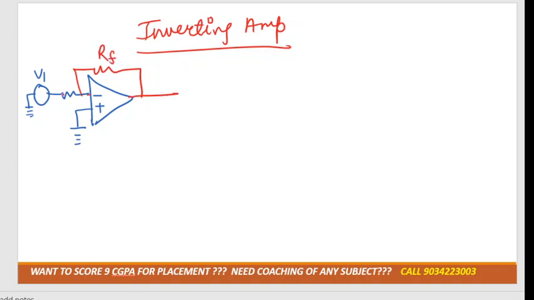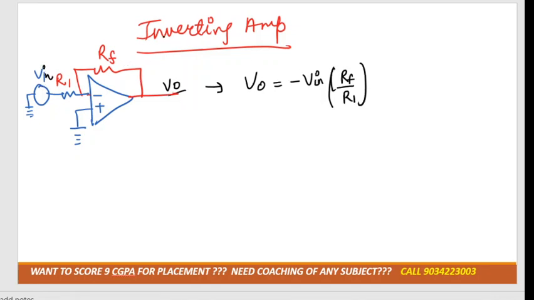That feedback resistance is denoted by RF. This one is denoted by R1. V naught is the output voltage. So according to this, what would the output voltage V naught be? V naught would be equal to minus of V in RF divided by R1. So this expression you need to learn. Output voltage would be equal to the input voltage times that factor. And why is there a negative sign? Because the voltage is connected with the negative terminal, so that's why we'll get a negative in the output voltage as well.